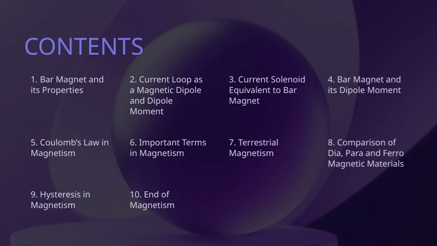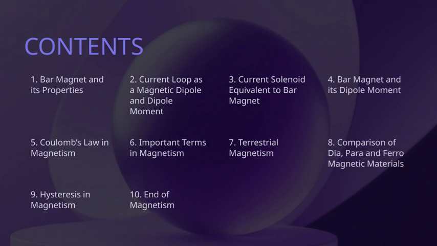analysis of magnetic systems. As we conclude with the end of magnetism, we recognize that magnetic phenomena have limits and boundaries, which are essential for understanding magnetic material behavior and designing magnetic devices.